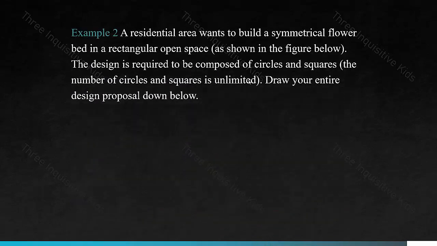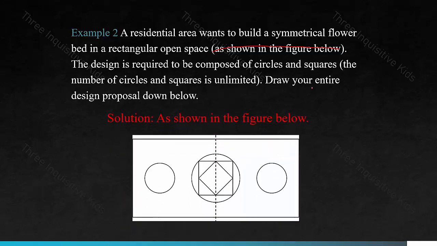Example 2. A residential area wants to build a symmetrical flower bed in a rectangular open space. The design is required to be composed of circles and squares. The number of circles and squares is unlimited. Draw your entire design proposal down below. Well, this isn't really a math problem, it's kind of an art problem. All you have to do is take a rectangular piece of paper and then draw a symmetrical design inside of it. So you're going to make the garden symmetrical. From a bird's eye view, the garden would look like this. Of course, this is an example. There are so many different ways you can design this.